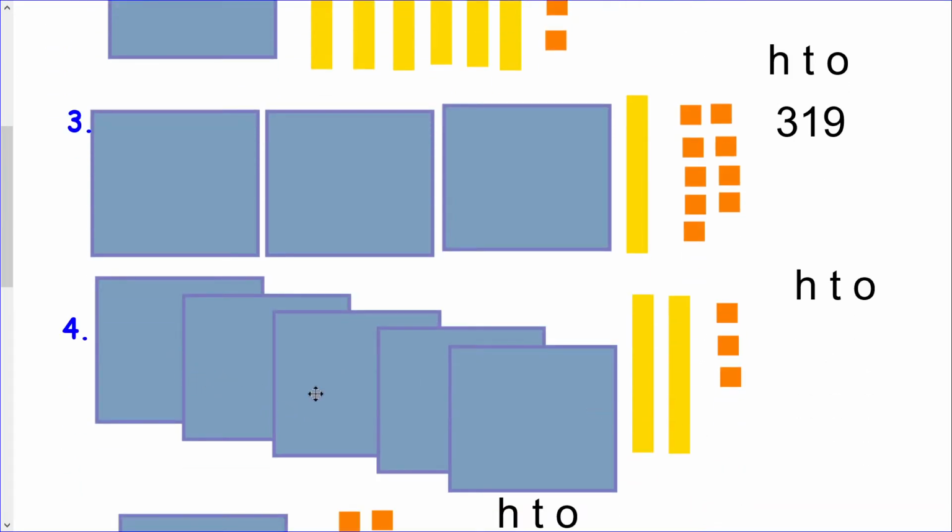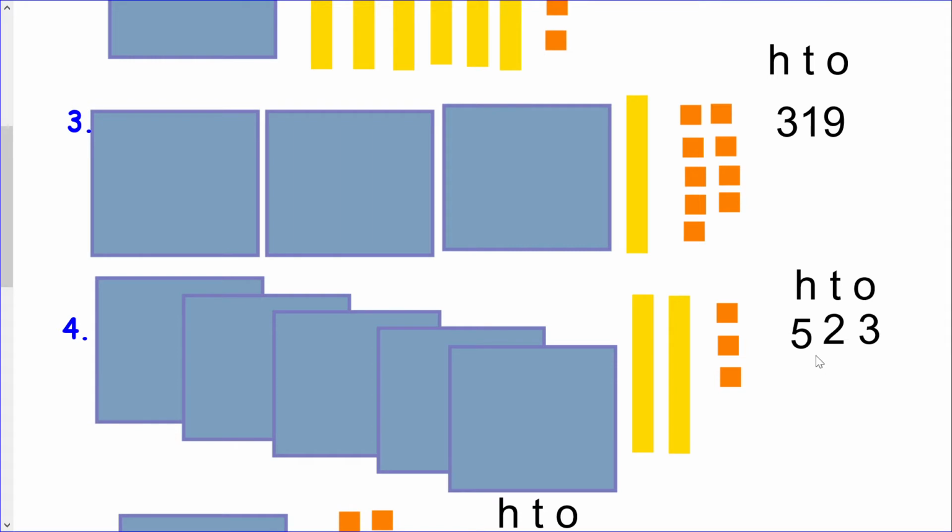All right, count your hundreds for the next one. 1, 2, 3, 4, 5. So we have 5 in the hundreds place. We have how many tens? 2 in the tens place. And how many ones? 1, 2, 3. 3 in the ones place. Now say your number, 523.